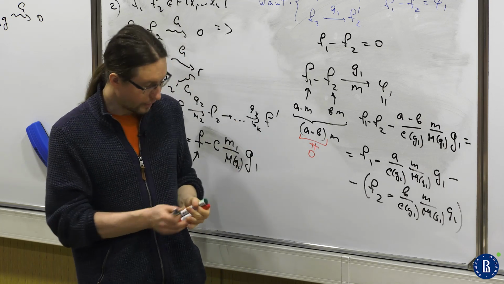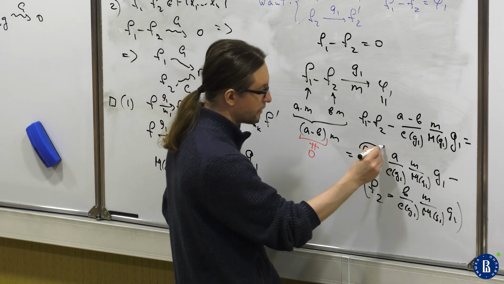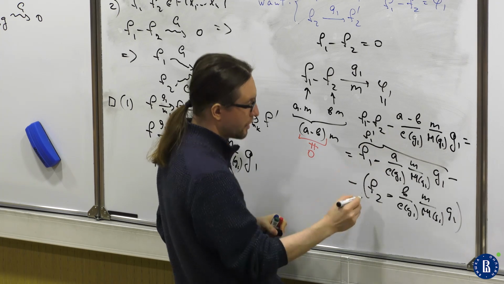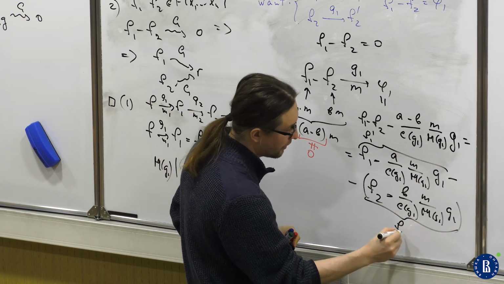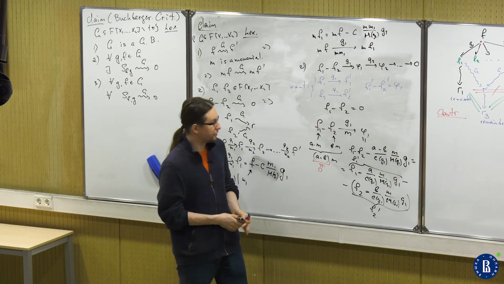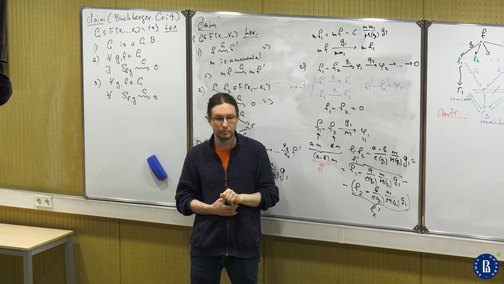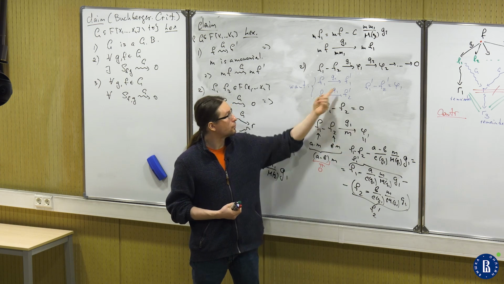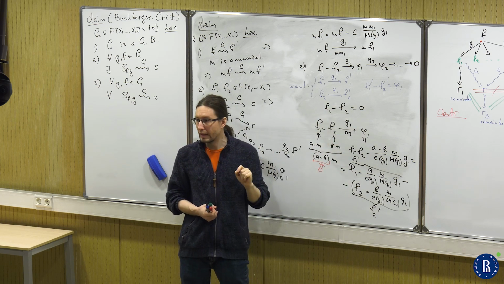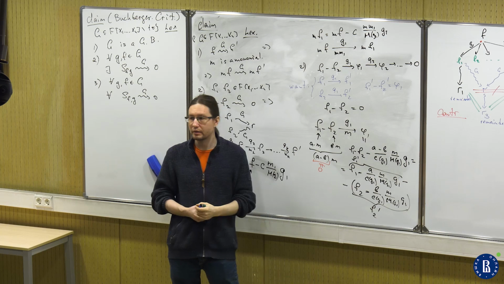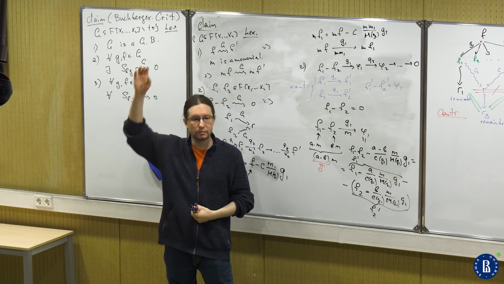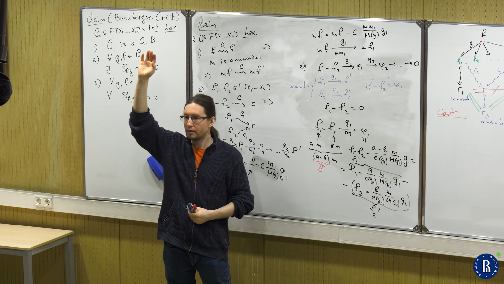Now, I can denote this thing by F1 prime and this thing by F2 prime. So this means that we have what's written here. So that's how we complete the proof of the blue part. And this completes the proof of the second claim. Okay, who was able to follow? Are there any questions?